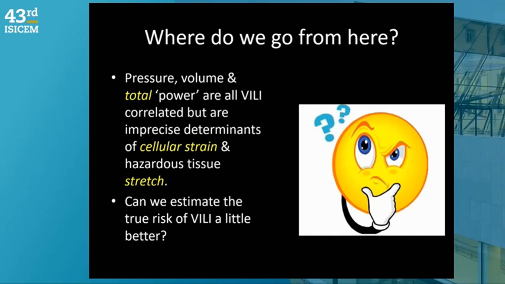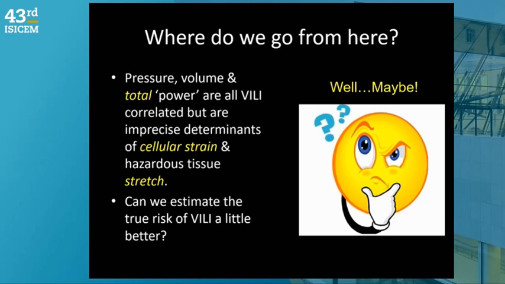Where do we go from here? Pressure, volume, and total power are all VILI correlated, but they're imprecise determinants of the cellular strain and hazardous tissue stretch that we are really concerned about. And we have to ask ourselves, could we do a little bit better than just measuring at the airway opening the flows, the volumes, and the pressures? Can we estimate the true risk of VILI just a little bit better? And this is really a conceptual talk. So please don't take it immediately to the bedside, but I want you to think about these questions.